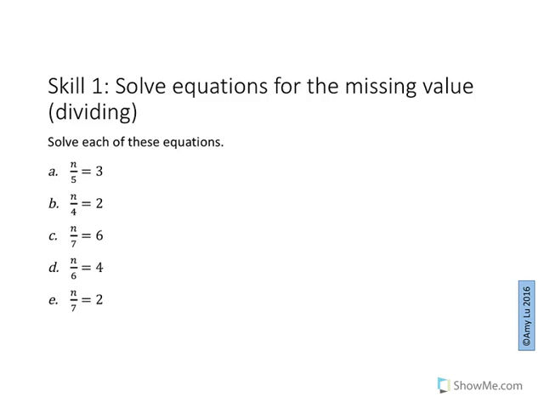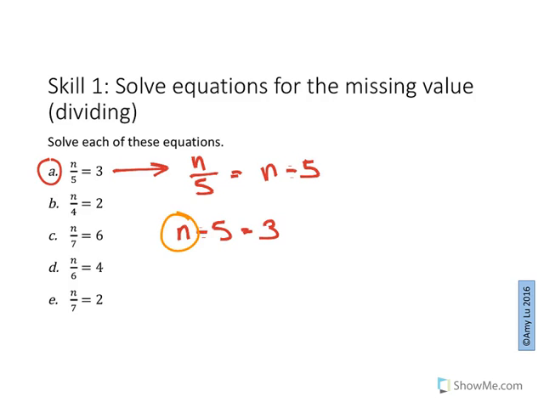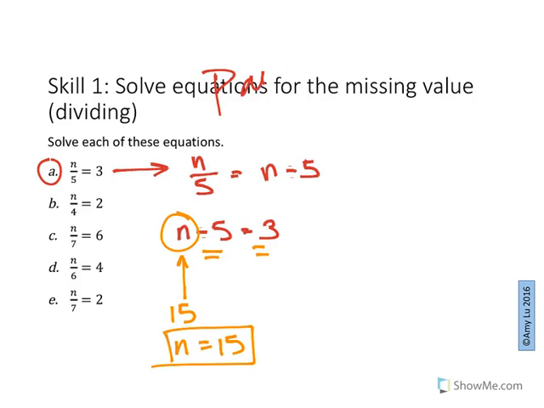Now, we're going to talk about division. So in A, this is what it looks like. n over 5 is the same thing as saying n divided by 5. So if you think about it, n divided by 5 is equal to 3. So it's asking you, what number divided by 5 will make 3? So this has to be 15, because 15 divided by 5 makes 3. So n equals 15. And at this time, pause.